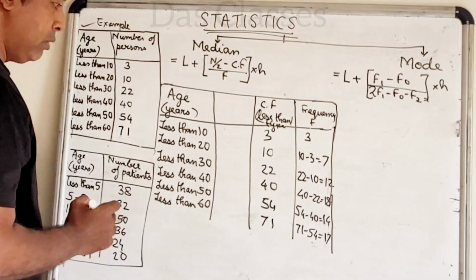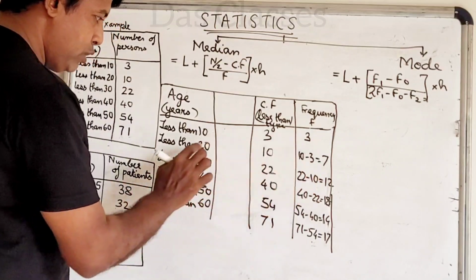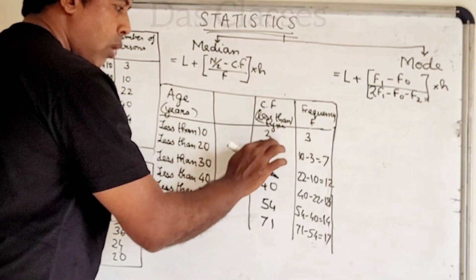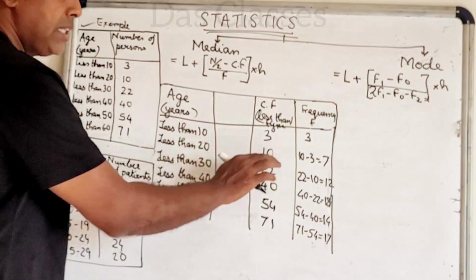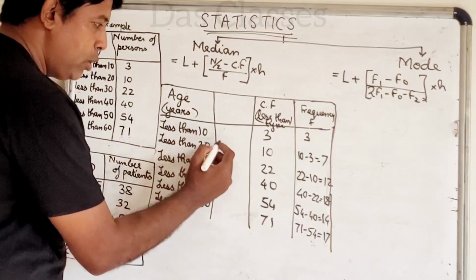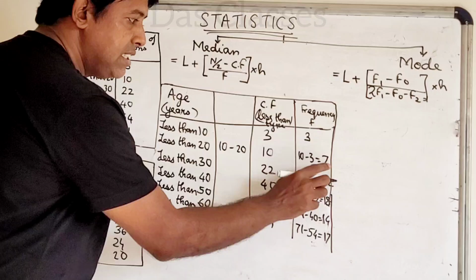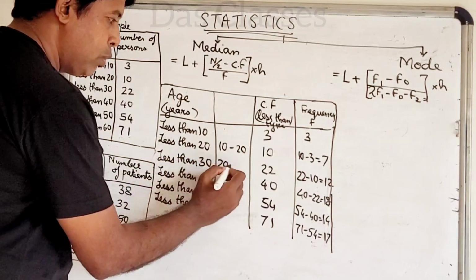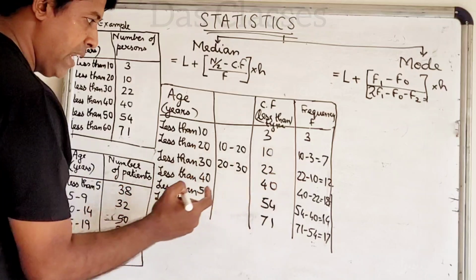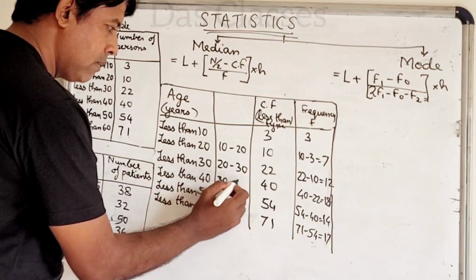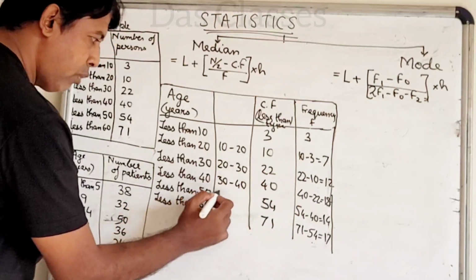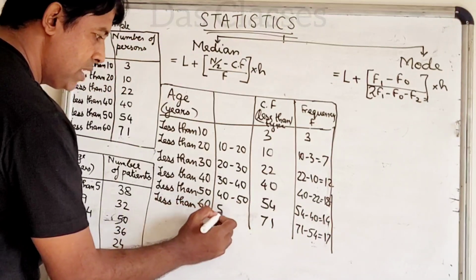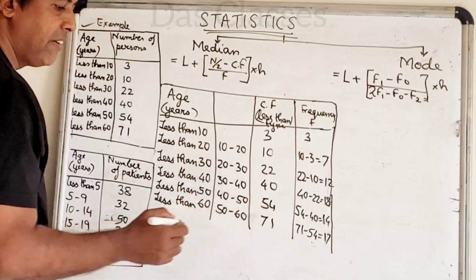So now that means the 7 value is from 10 to 20, because till less than 10 there were 3 people who got it, and less than 20, 10 people got it. Means between 10 and 20, 7 people, that's the value. 20 to 30, 12 value. 30 to 40, 18 value. 40 to 50, 14 value, and 50 to 60 is 17 value.